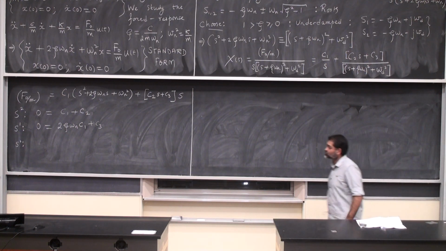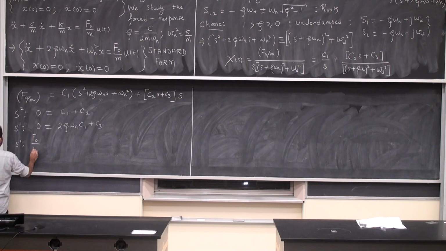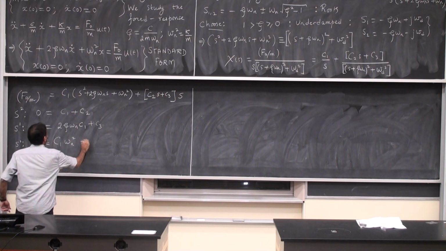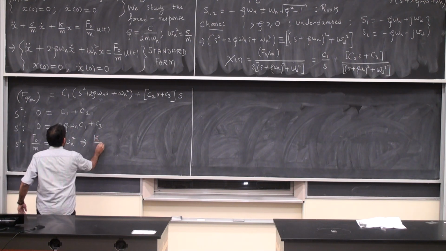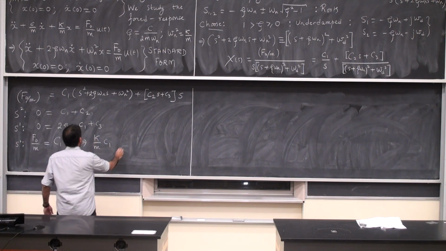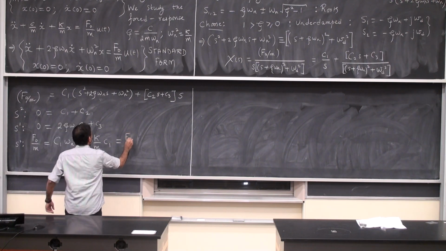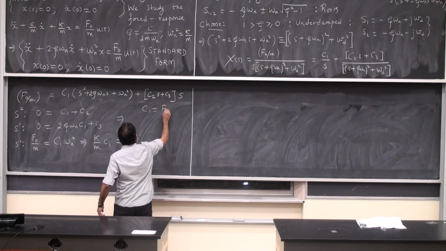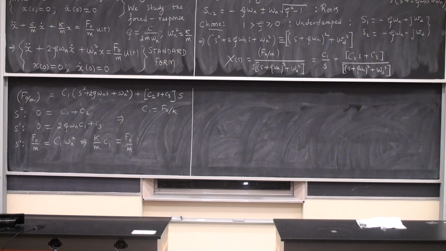I do the same thing for s to the power 0. F naught by m. And I have C1 times omega n square. Omega n square is k by m. So I have k by m. C1 is equal to F naught by m. Which tells me C1 is F naught by k. This is an important result.